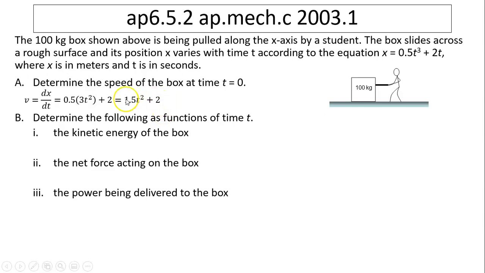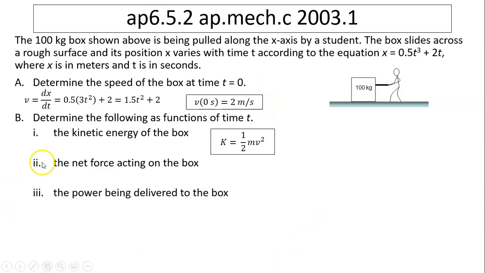squared plus t. To determine the speed of the box at time t equals 0, we simply substitute t equals 0 into this expression. We get v at 0 seconds equals 2 meters per second.